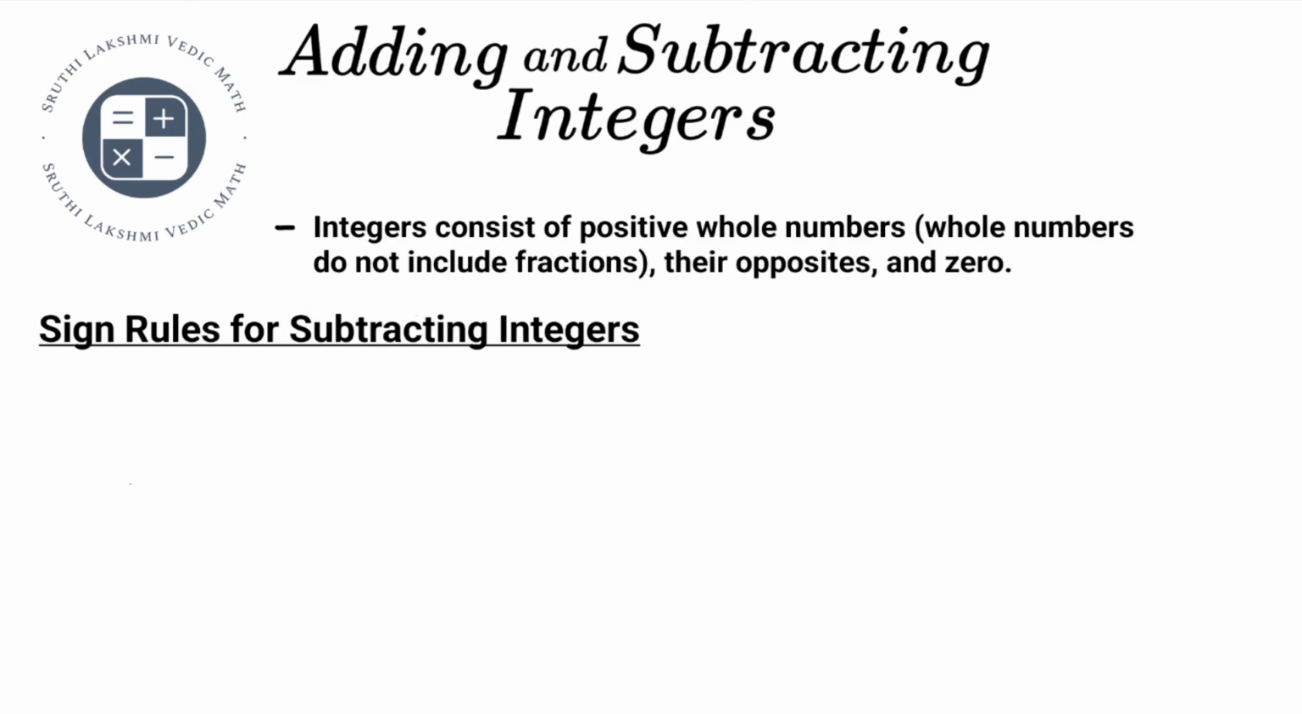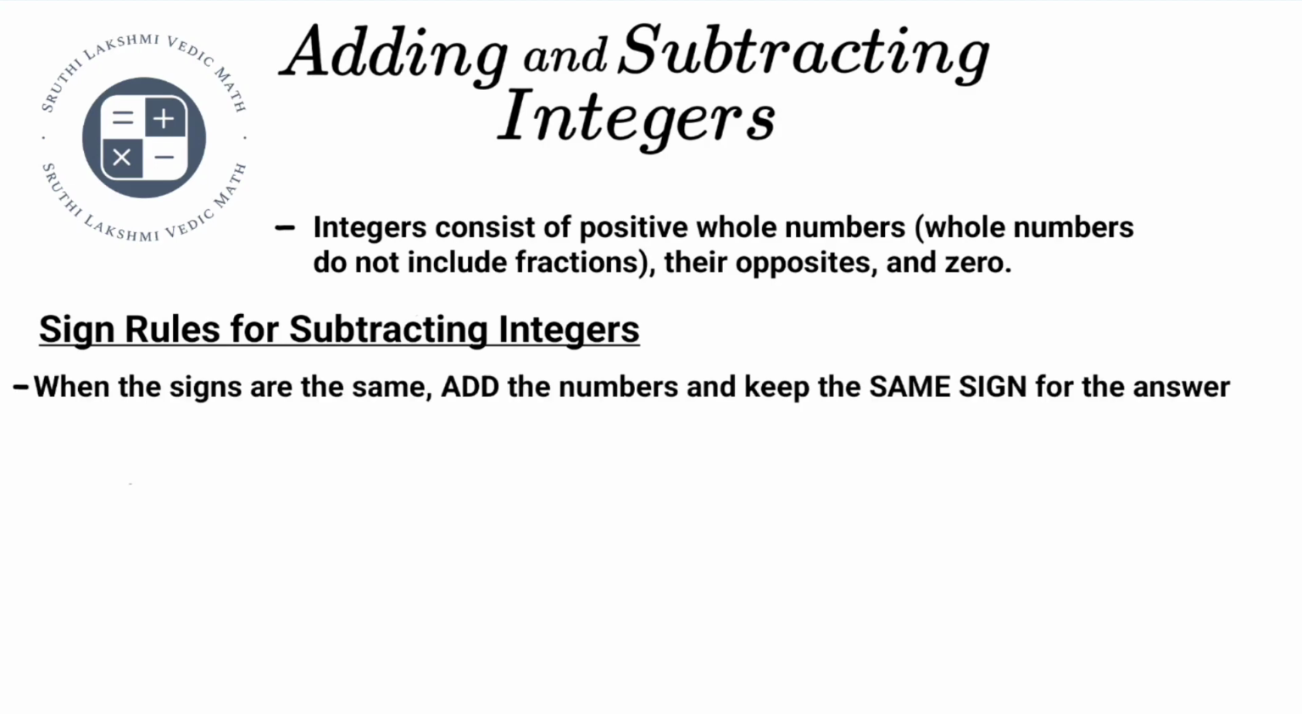Now, all subtraction problems can be converted to addition problems since subtracting is the same as adding the opposite. So once you have converted the subtraction problem to an addition problem, all you have to do is use the sign rules for adding integers. So let's look at an example. 2 minus 5 can also be written as 2 plus minus 5. All we did here was add a plus between the 2 and the minus sign.